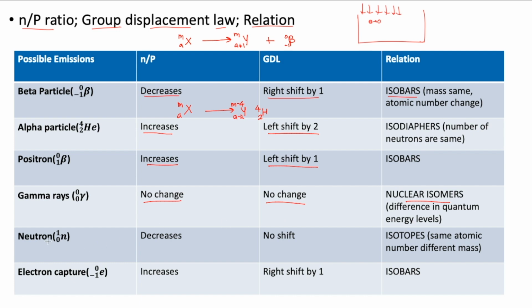That's it. The next is neutron decay. In that case, the n by p ratio decreases. There is no shift in the group or in the atomic number of the element, and these are called isotopes, meaning they have the same atomic number but different masses. And the last one is electron capture, which increases the n by p ratio. It gives a right shift by 1 unit to the GDL, and the reactant and product are isobars of each other. So this table will give you a short idea of how things are related in a nuclear emission reaction.